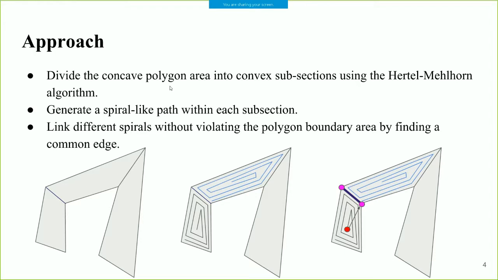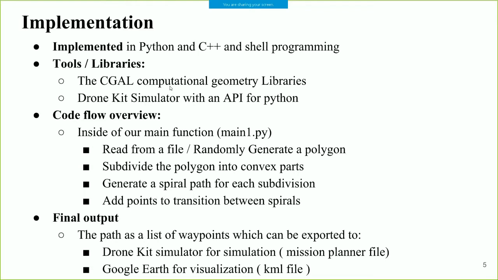in each subpolygon. After one spiral path is done, the vehicle will stay at the centroid of the polygon, and afterwards, it will transit from the centroid to another polygon, and then run it again and again, until the whole area has been explored. We implemented our project in Python and C++.